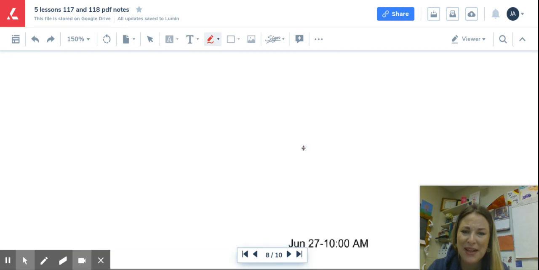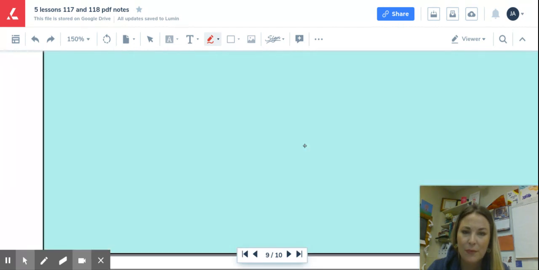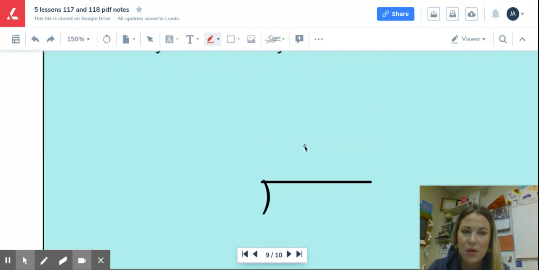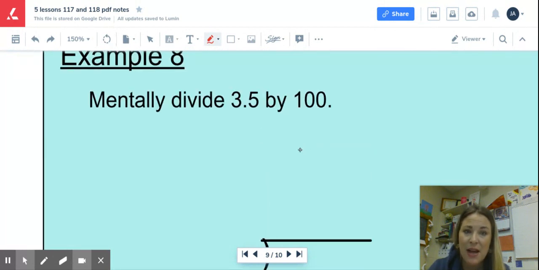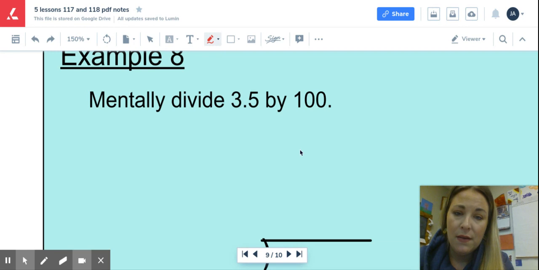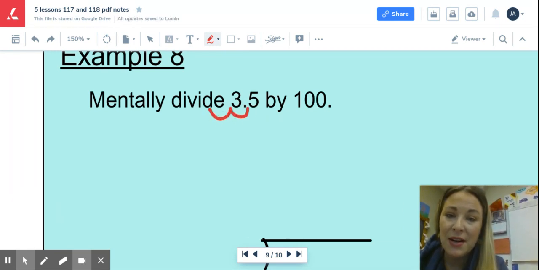One more example really quick. Sorry, I scrolled a little too fast. Mentally divide 3 5/10 by 100. So again, don't have to do any math at all. We're just going to bump our decimal. 100 has 2 zeros in it, so we're going to move our decimal to the left 2 spaces. 1, 2. Our new decimal goes here.